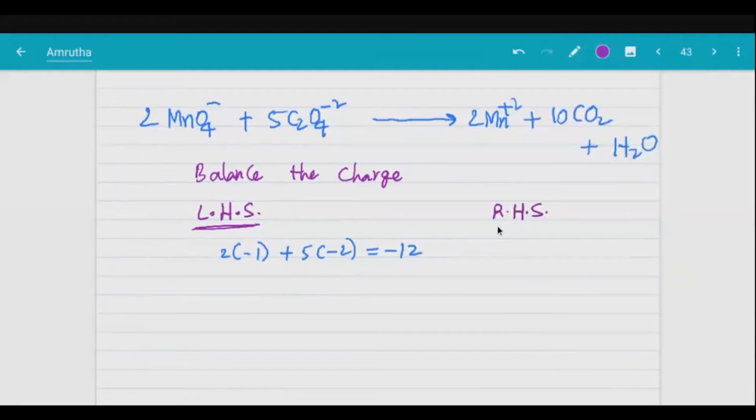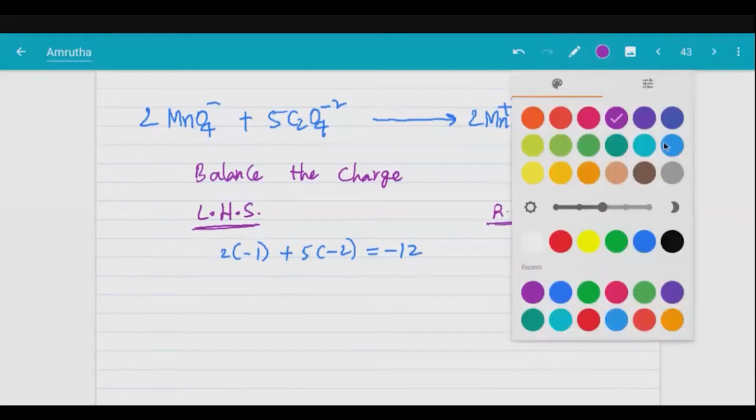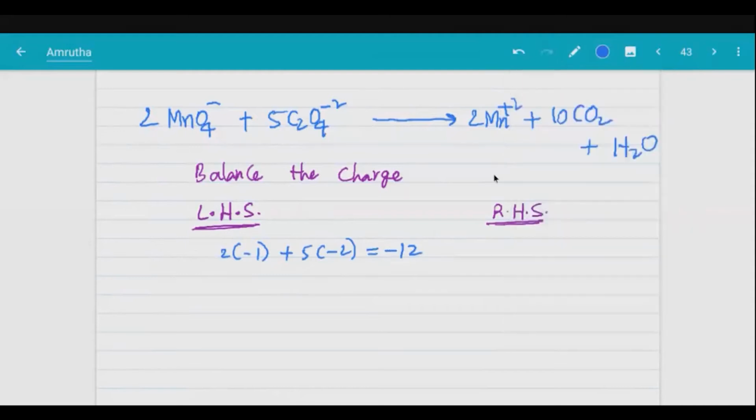RHS, don't worry, we'll be adding H plus later. Okay, so now look at this: 2 into +2. So how much is it? +4. Okay, now how do we balance charge? Here -12, +4.